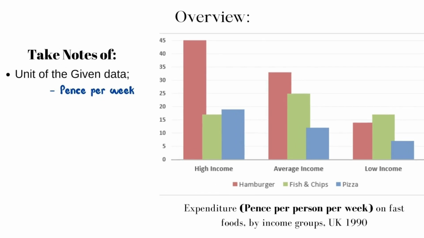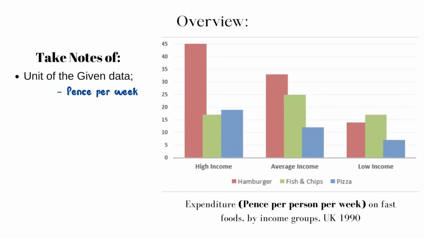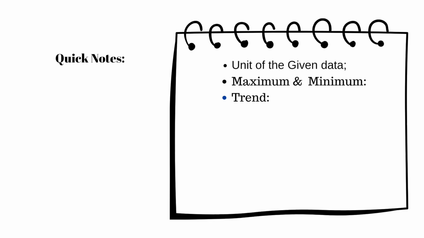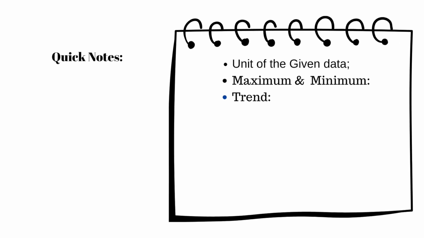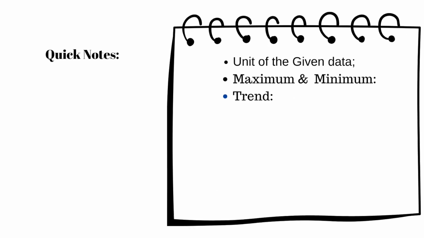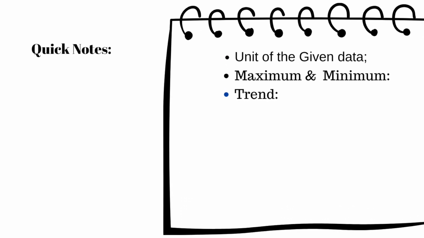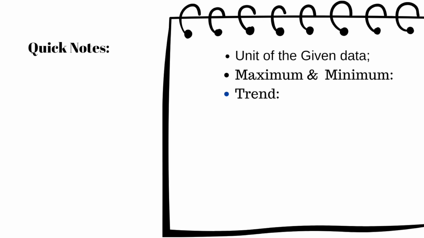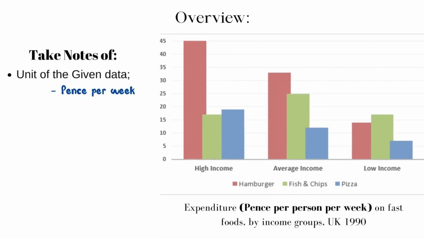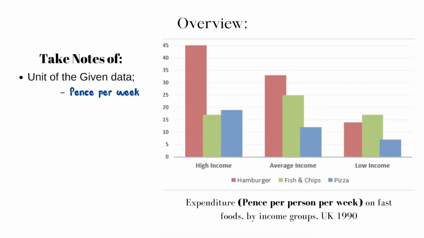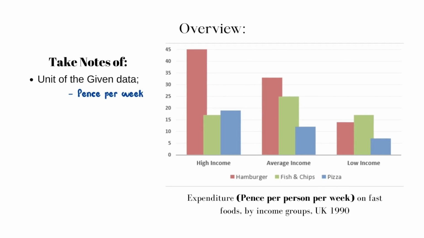Now let's make some notes for another bar chart that we are going to write an overview about, just to be super clear about this. So before writing an overview, you need to take notes of these three things: the unit for the given data, maximum and minimum, and the trend. Let's do this for this bar chart. The unit for this bar chart is pence per week per person.